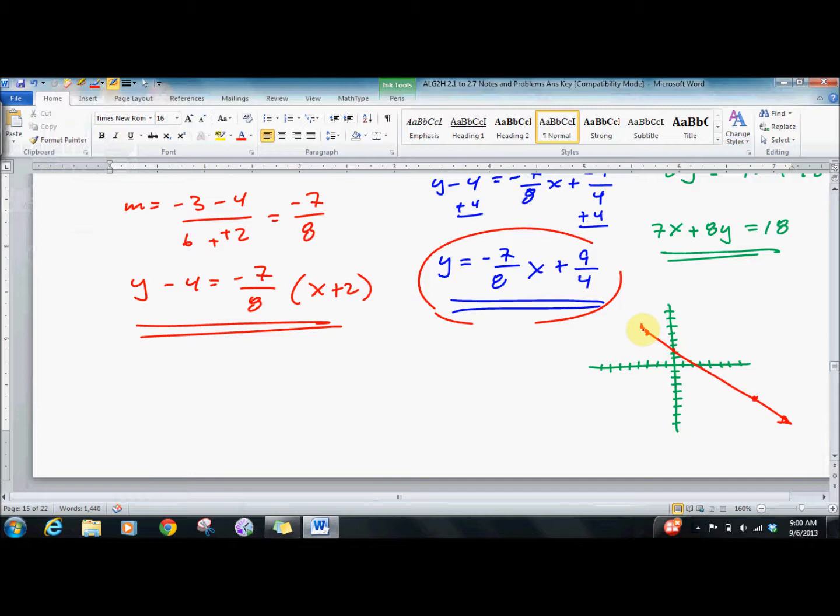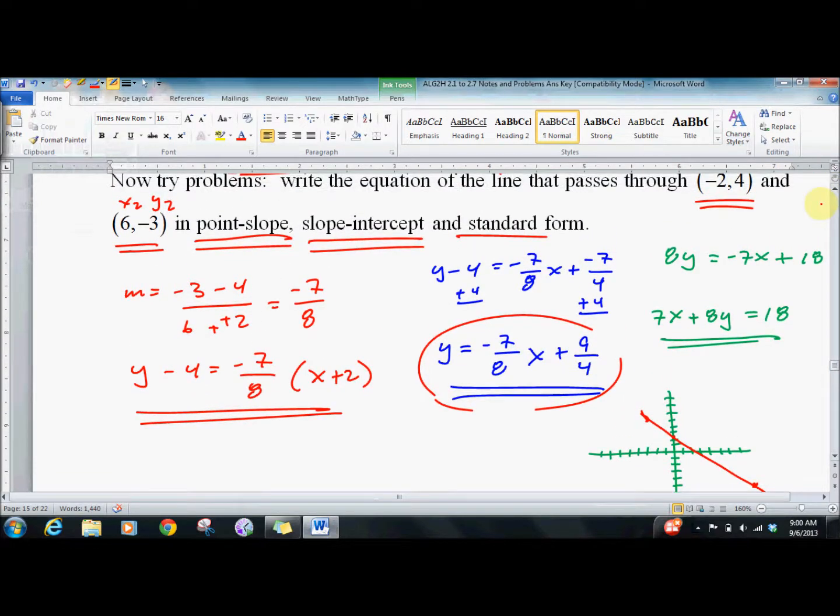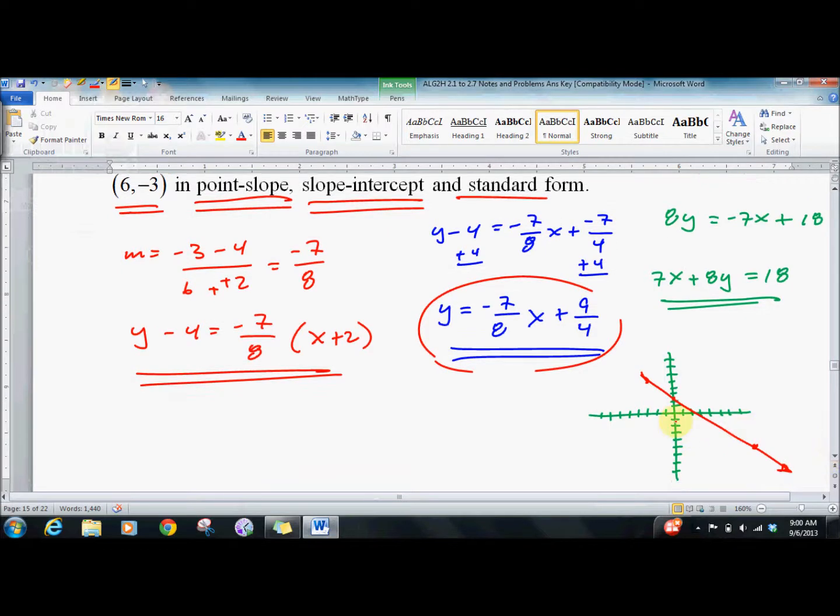And we got to scroll back up a little bit to look at our points. 6, negative 3, and negative 2, 4. Negative 2, 1, 2, 1, 2, 3, 4. Wow, almost right on. Pretty lucky there. 1, 2, 3, 4, 5, 6, and 1, 2, 3. Oh, wow. Very lucky there. Should be close, but it's not usually that perfect.